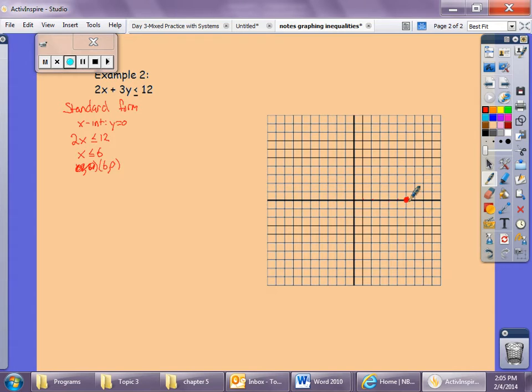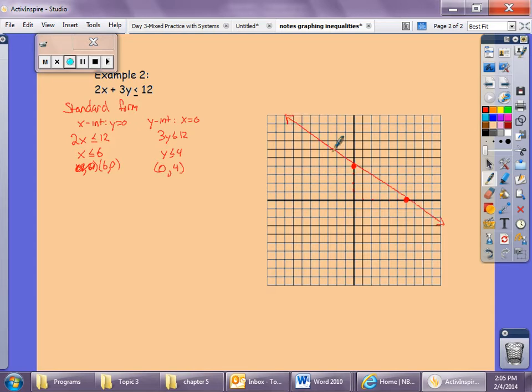And we can also find the y-intercept. For the y-intercept, the x value equals 0, so we just get 3y is less than or equal to 12. Y is less than or equal to 4. So now we can plot the point 0, 4. 0, 1, 2, 3, 4. Now I have my 2 points, and then we can connect these with our straight line. I put arrows on it.